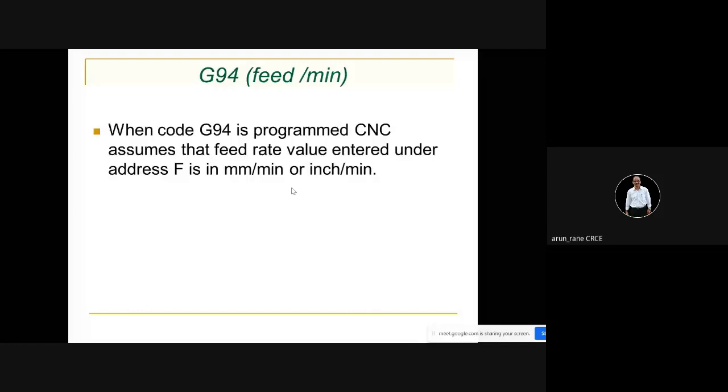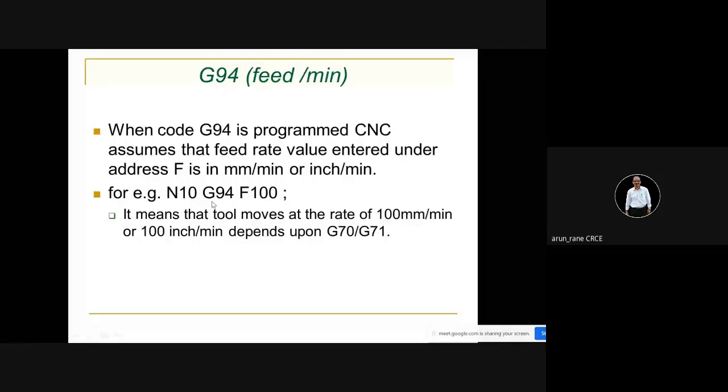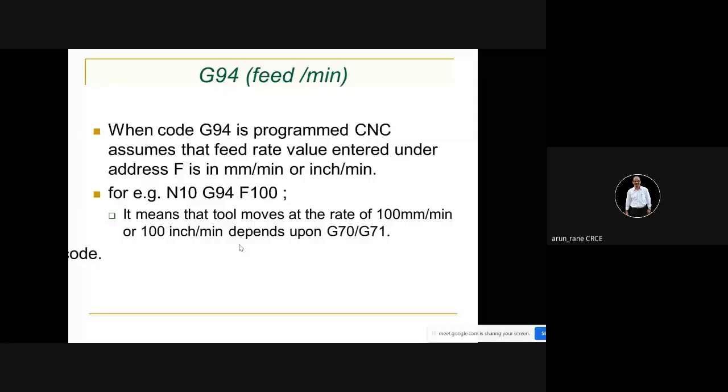This is the example of the tool moving at 100 millimeter per minute or 100 inches per minute. Suppose you want to use millimeter, and by mistake you use G70, then 100 millimeter will be considered as 100 inches, remember. So it will be 25.4 times faster because 1 inch is equal to 25.4 millimeter. So some accident will happen. Again, it remains effective unless and until it is changed. So that's why it is called modal. Modal means it remains effective.